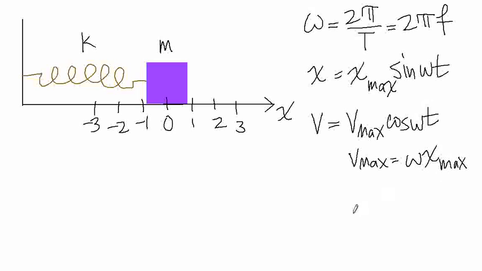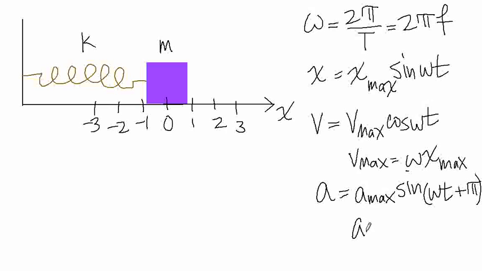And then finally, we have the equation for acceleration. That's equal to a max times the sine of omega t plus pi. Okay, so the acceleration and the x variable are not at their maximum values at the same point in time. Okay, so that's the effect of that pi there.